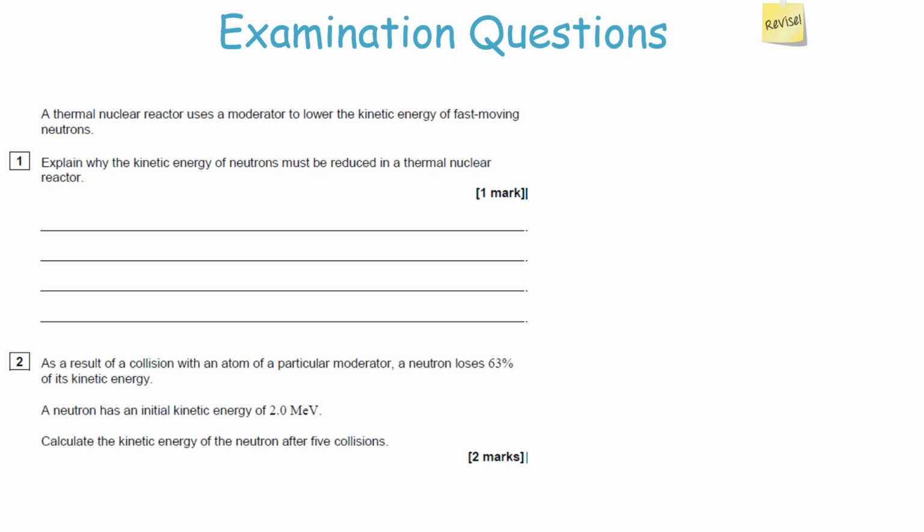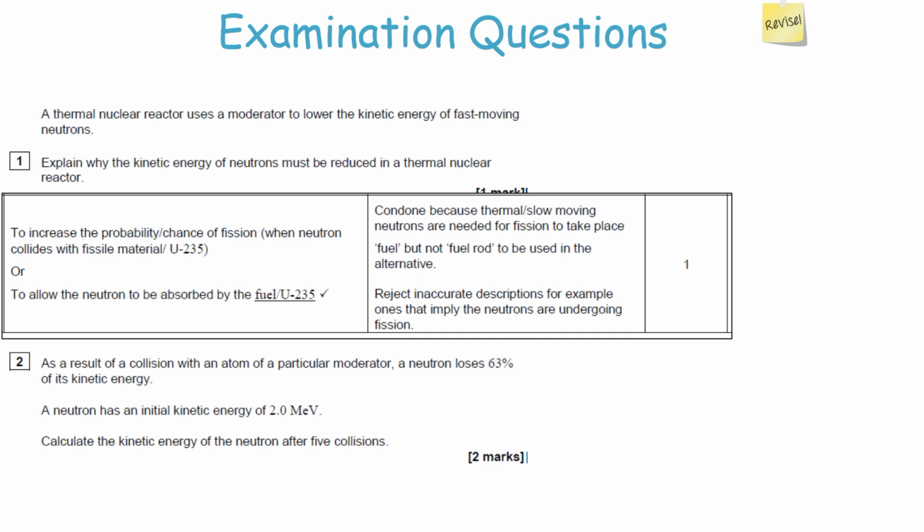Right, so why do we reduce the kinetic energy in a thermonuclear reactor? Because that increases the probability of further fission. If the neutron is slowed down, it will be more likely to be absorbed by the uranium-235 and cause further fission. That is the job of the moderator.